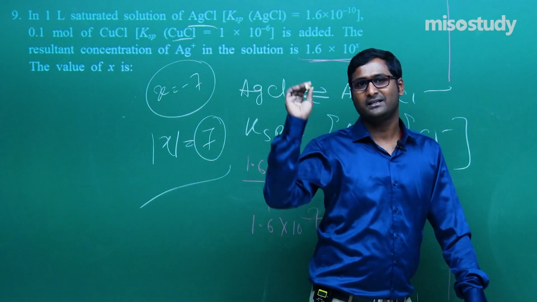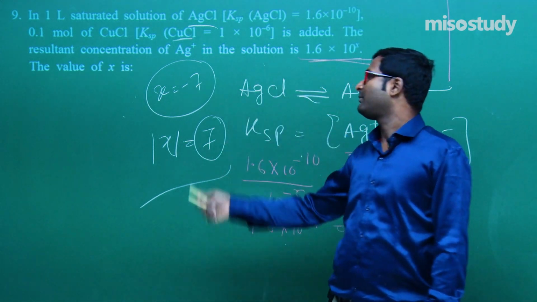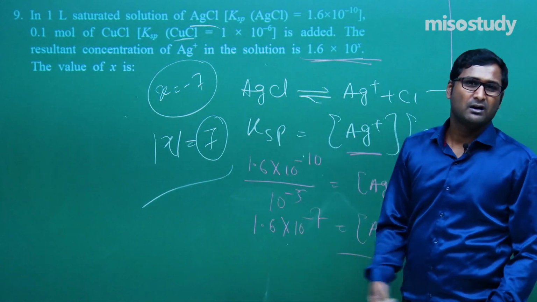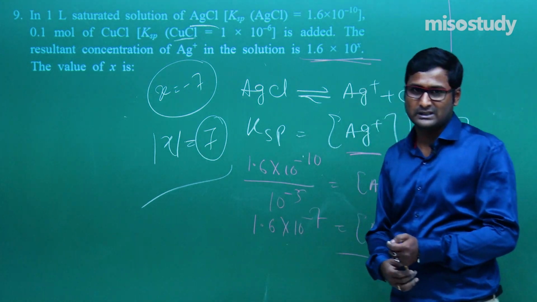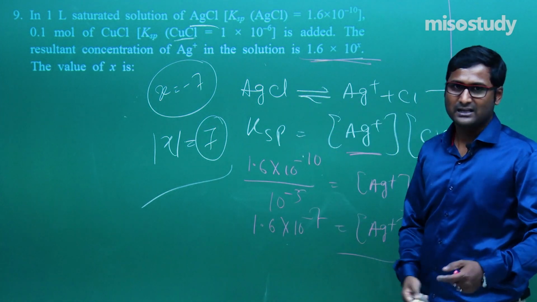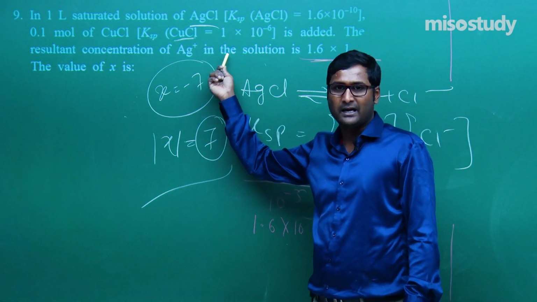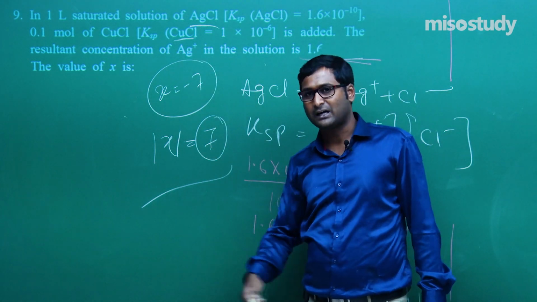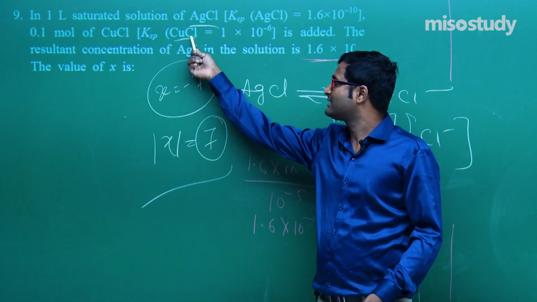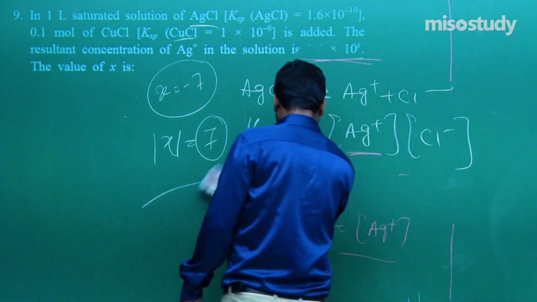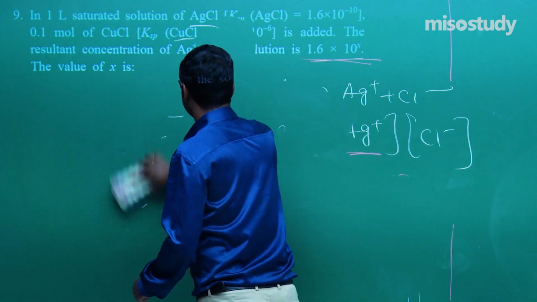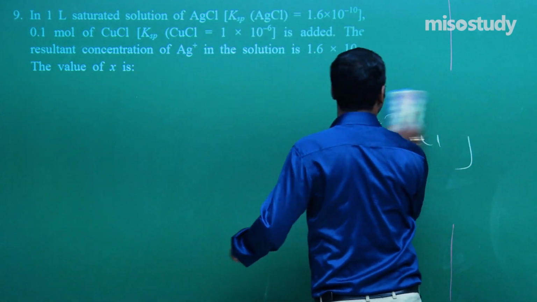Clear? This is an integer type question from IIT JEE, I think 2011 or 2012. I have taken this question so that you can practice such questions easily. As I have discussed, if there is a common ion, we will take the concentration from that electrolyte which is strong in nature, that is CuCl. Clear? Now I am going to erase this part and we will discuss the next part.